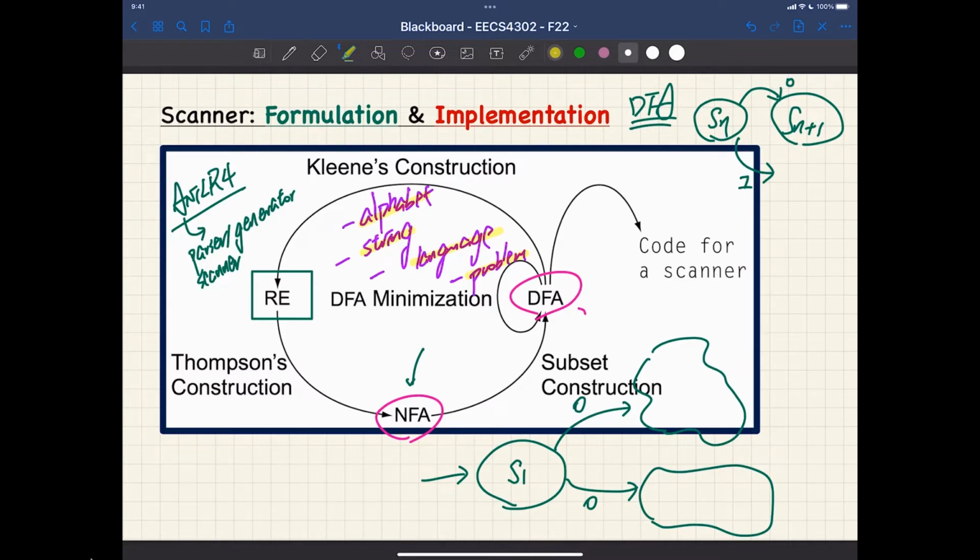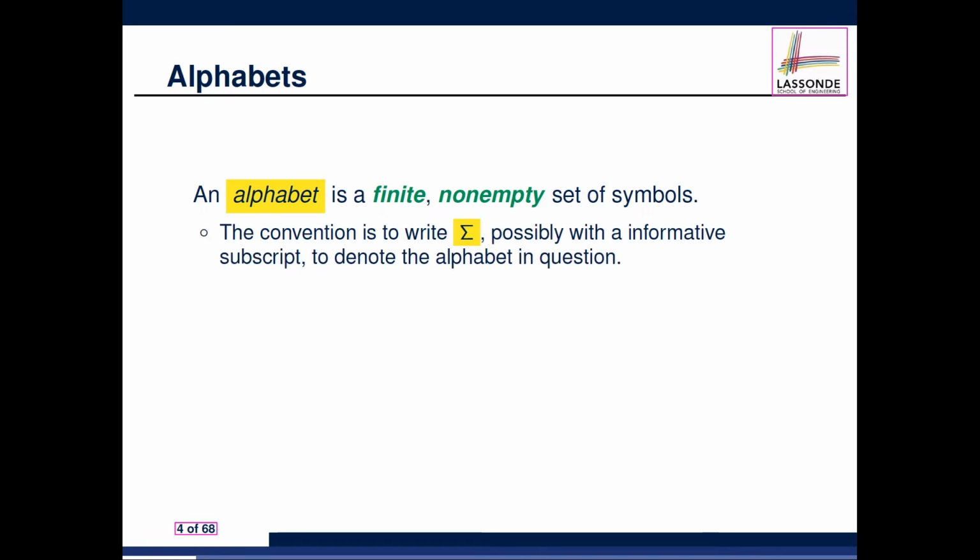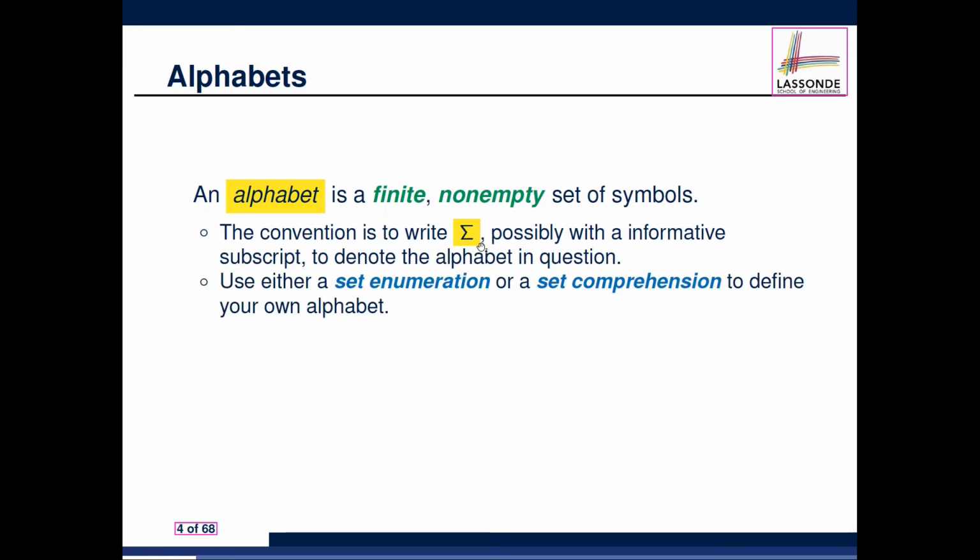All right, so let's now go back here. Alphabets. It's simply a finite, non-empty set of symbols. Obviously, empty set cannot be an alphabet, right? And we just use sigma. I'm pretty sure you used the same notion back in 2001. And also, sometimes you might put a subscript under sigma just to say what this alphabet is for. And I'll give you an example in just a moment.